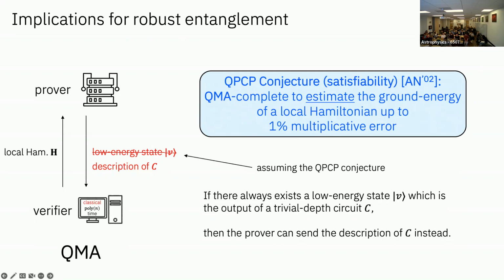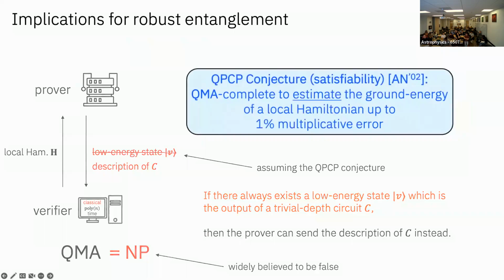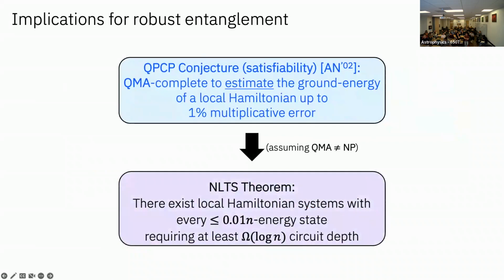So if the quantum PCP conjecture is true, and all low energy states are outputs of trivial depth circuits, in some sense they're like classical, then what we get is a collapse in the complexity hierarchy, QMA equals NP, which is something that's widely believed to be false. So as a consequence, we get this notion that the quantum PCP conjecture is in tension with the notion that low energy states are the outputs of trivial depth circuits. In some sense, the way you can say this is the quantum PCP conjecture implies the existence of Hamiltonians with sort of robust entanglement.